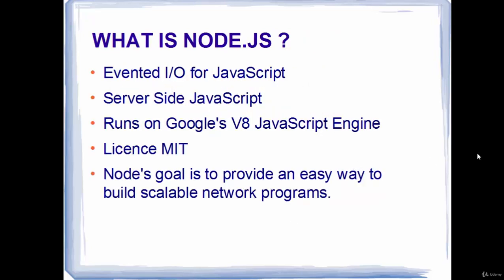Now, let's see what is Node.js. Node.js is an open source, cross-platform runtime environment for developing server-side web applications. Normally you would link JavaScript with client-side web applications, but with Node.js you can develop server-side applications also. Node.js is an evented IO, and this evented IO we will learn in later videos, what it is and how we can use it.